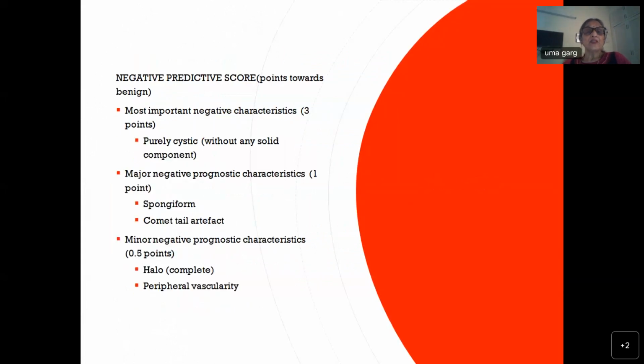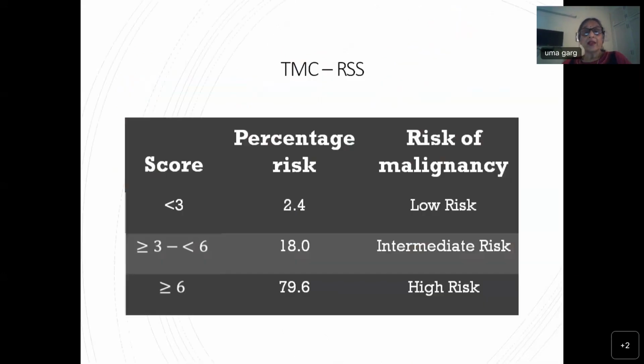These are the points of a negative predictive score. If it is purely cystic, if it is spongiform, if the halo is a complete halo, or there is only peripheral vascularity, these are negative ones, and a low suspicion of malignancy is there. So if the score is less than 3, low risk. If the score is between 3 and 6, intermediate risk. If the score is more than 6, high risk. The risk of malignancy is 2.4% in low, 18% in intermediate, and 79.6% in high risk, more than 6.